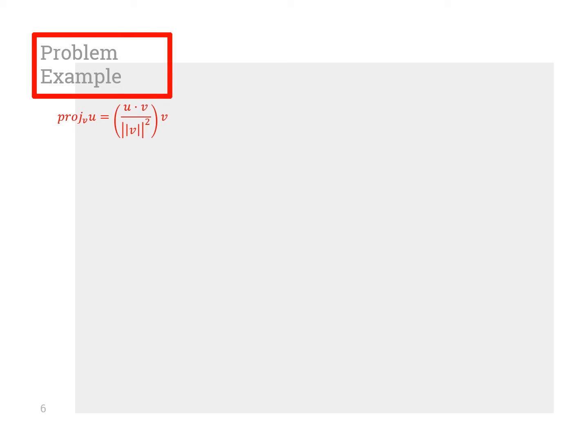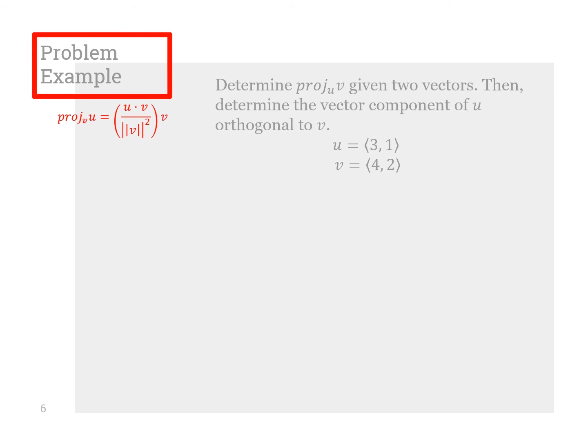We'll take a look at an example in R2. We want to determine the projection of u onto v given these two vectors and determine the vector component of u that's orthogonal to v. So here is our formula to determine the vector projection of u onto v. It's going to be equal to u dotted with v divided by the magnitude of vector v squared, times vector v.